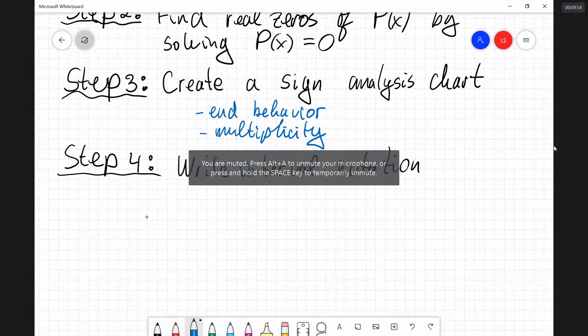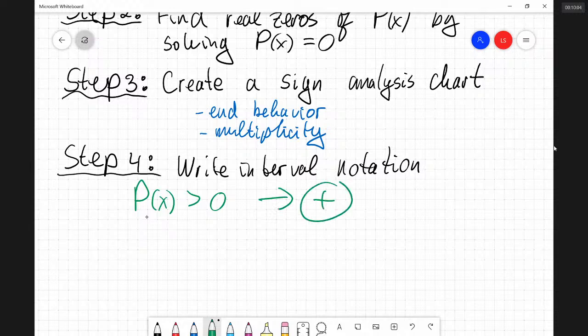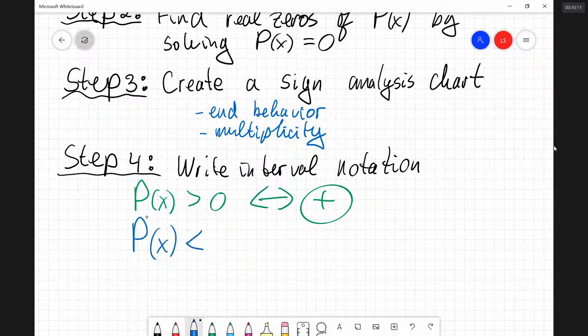And if you're answering the question where P of X is greater than or equal to 0, then that means you want the positive regions of your sign analysis chart. If you're answering the question where the polynomial is less than 0, then you want the negative regions of your sign analysis chart. And you also have to, of course, remember for interval notation where you use brackets or parentheses. So all that comes back here in play.